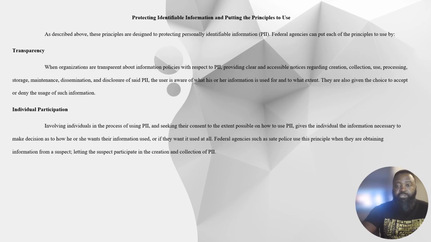Federal agencies can put each of the principles to use. Let's talk about the first principle, transparency. When organizations are transparent about information policies with respect to PII, providing clear and accessible notices regarding creation, collection, use, processing, storage, maintenance, dissemination, and disclosure of said PII, the user is aware of what his or her information is used for and to what extent. They are also given the choice to accept or deny the uses of such information.